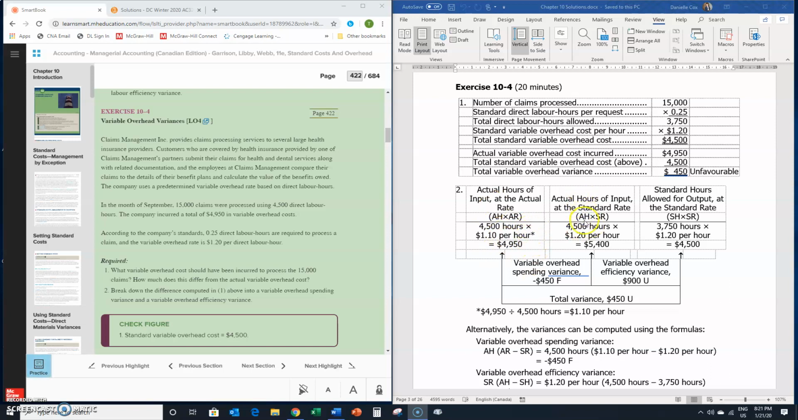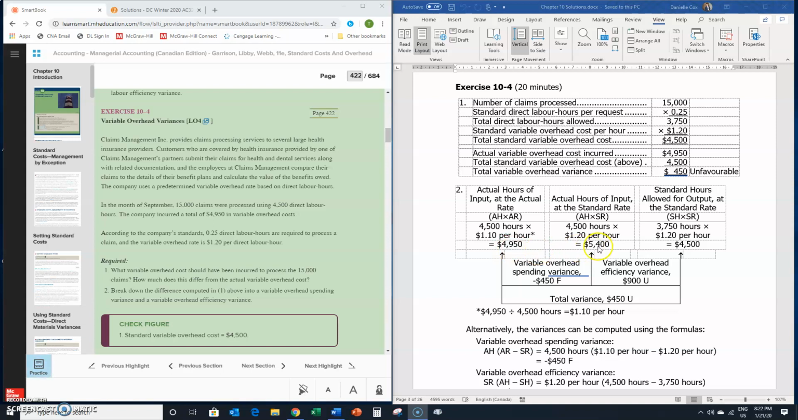The second part is actual hours times standard rate, where actual hours again were 4,500. Our standard rate is given here at $1.20 per hour. And the third calculation is our standard hours times standard rate. So standard hours we calculated in part 1 above at 3,750. Standard rate is given at $1.20 per hour. So now that we have these three calculated out, we can look.